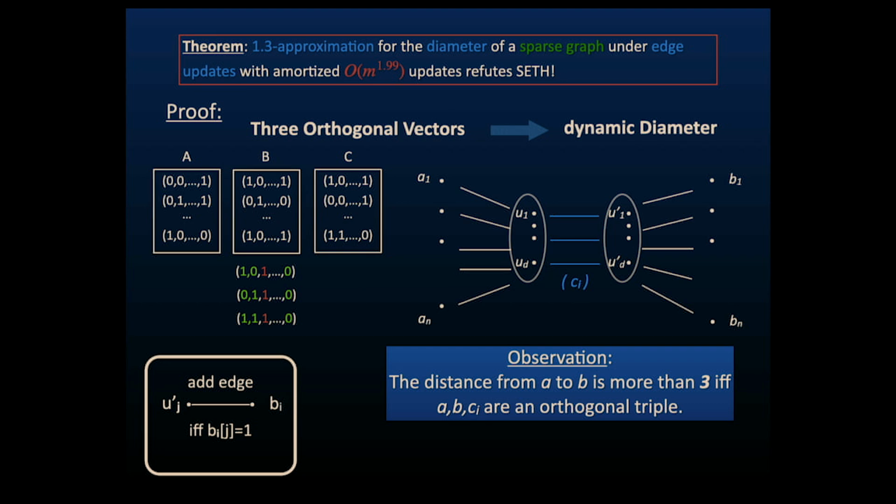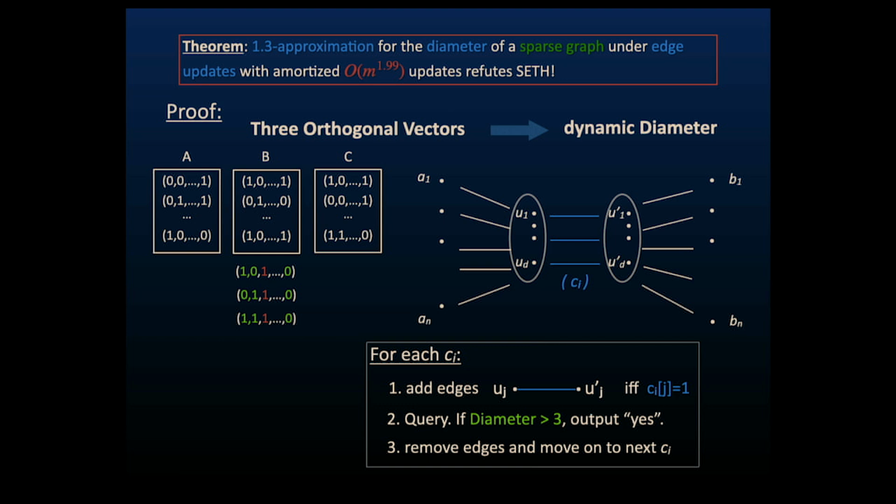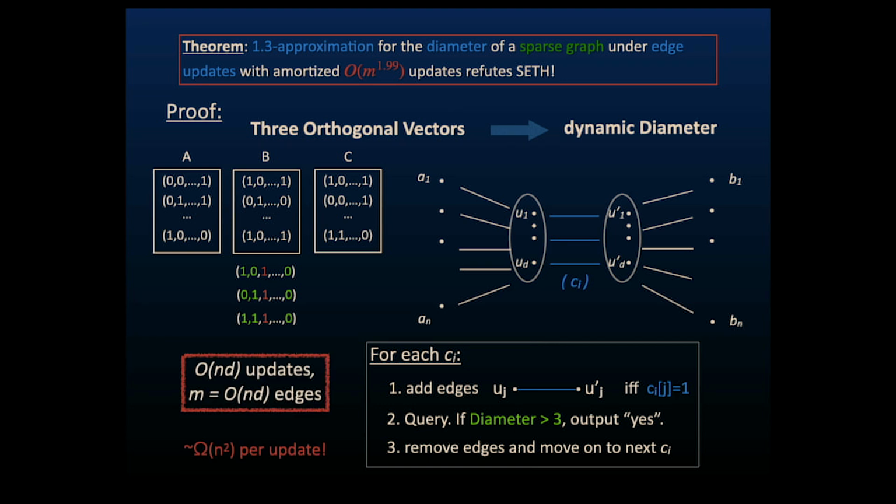And yeah, the observation is that in this stage, the distance from A to B is equal to 3 if and only if A, B, and C are not orthogonal. The two-path proves that there was a coordinate in which all three were 1. That's it for the diameter thing.